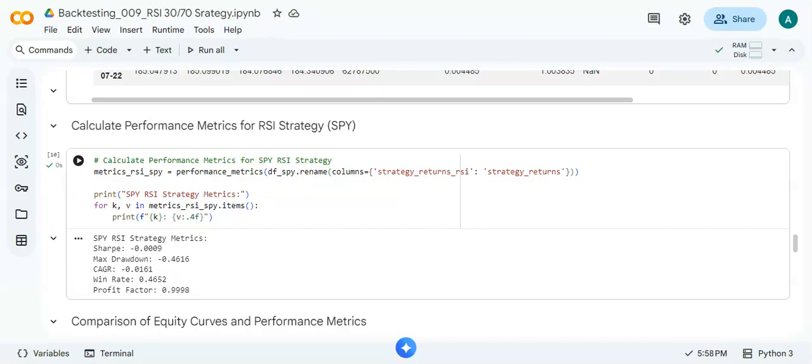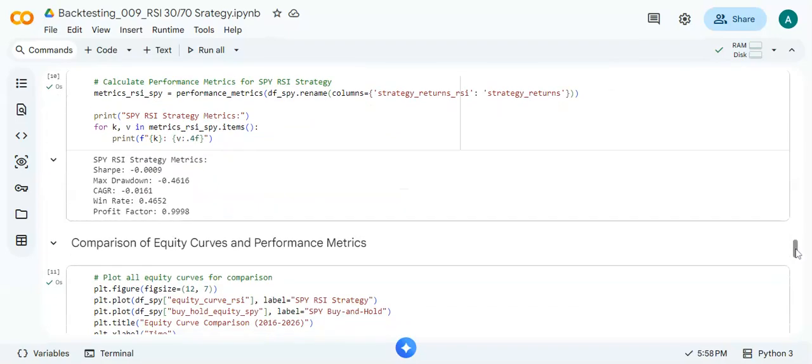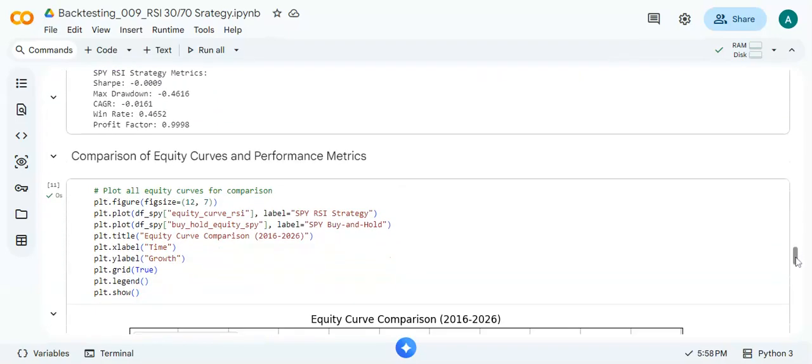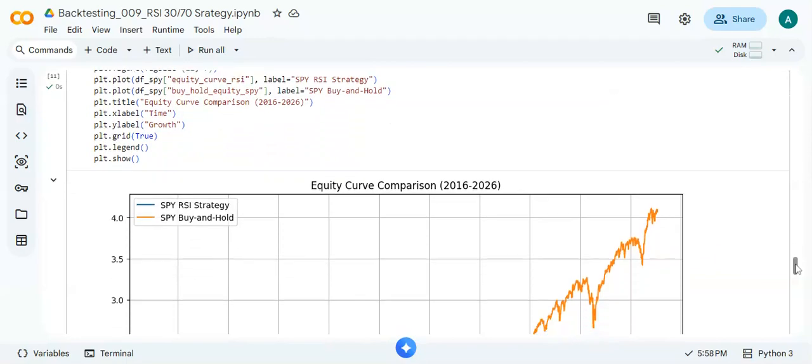The compounded annual growth rate over 10 years, if we execute the strategy, gives us negative 1.61%. The win rate is below 0.5, which is not good, and the profit factor is below 1. As you can see, in comparison to the S&P 500 buy and hold strategy, this oscillator strategy doesn't really work well. But to be precise, let's compare our equity curves and the performance metrics below.